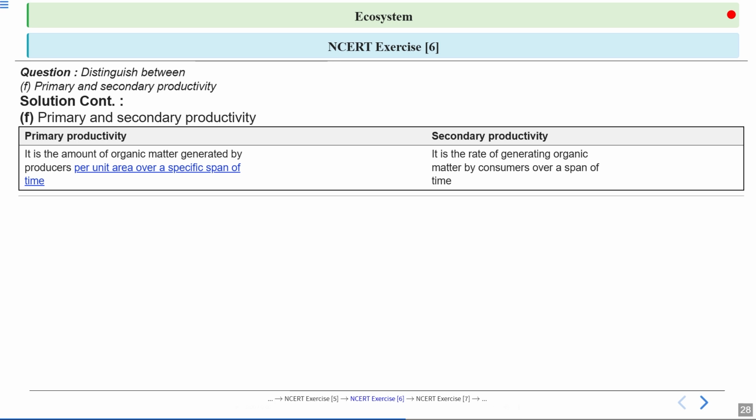Next one, difference between primary and secondary productivity. So the primary productivity is the amount of organic matter generated by producers per unit area over a specific span of time. And secondary productivity is the rate of generating organic matter by consumers over a span of time. This is known as secondary productivity.